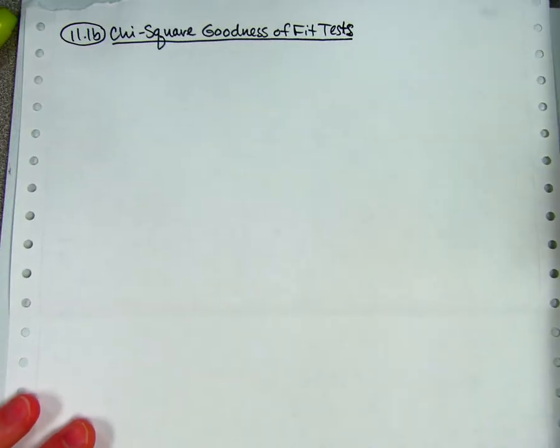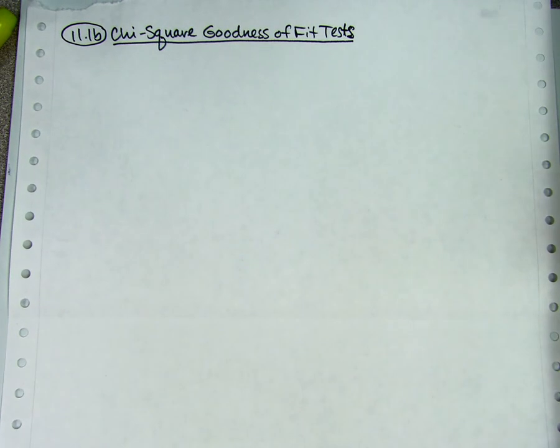First, this is crooked, so I'll try to fix it. There, that's better. So what we've been learning about chi-square is specifically called a goodness of fit test.